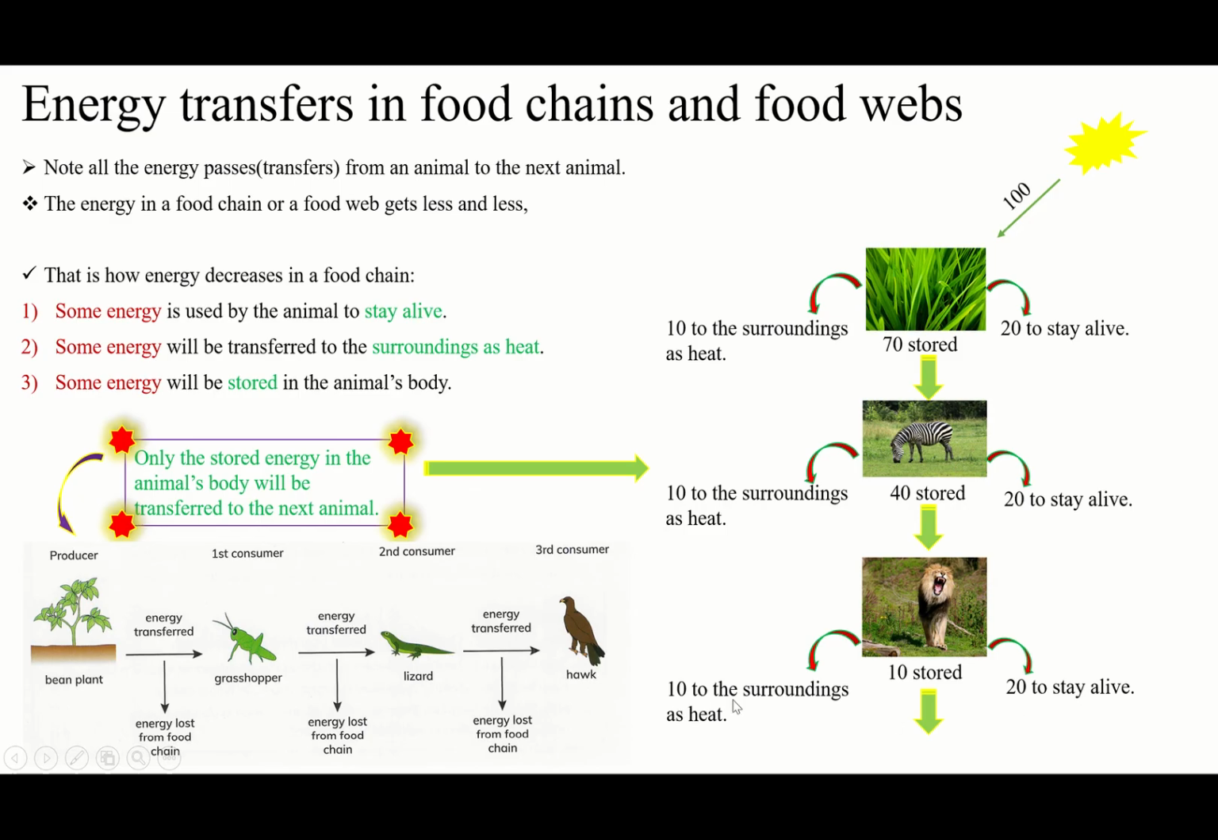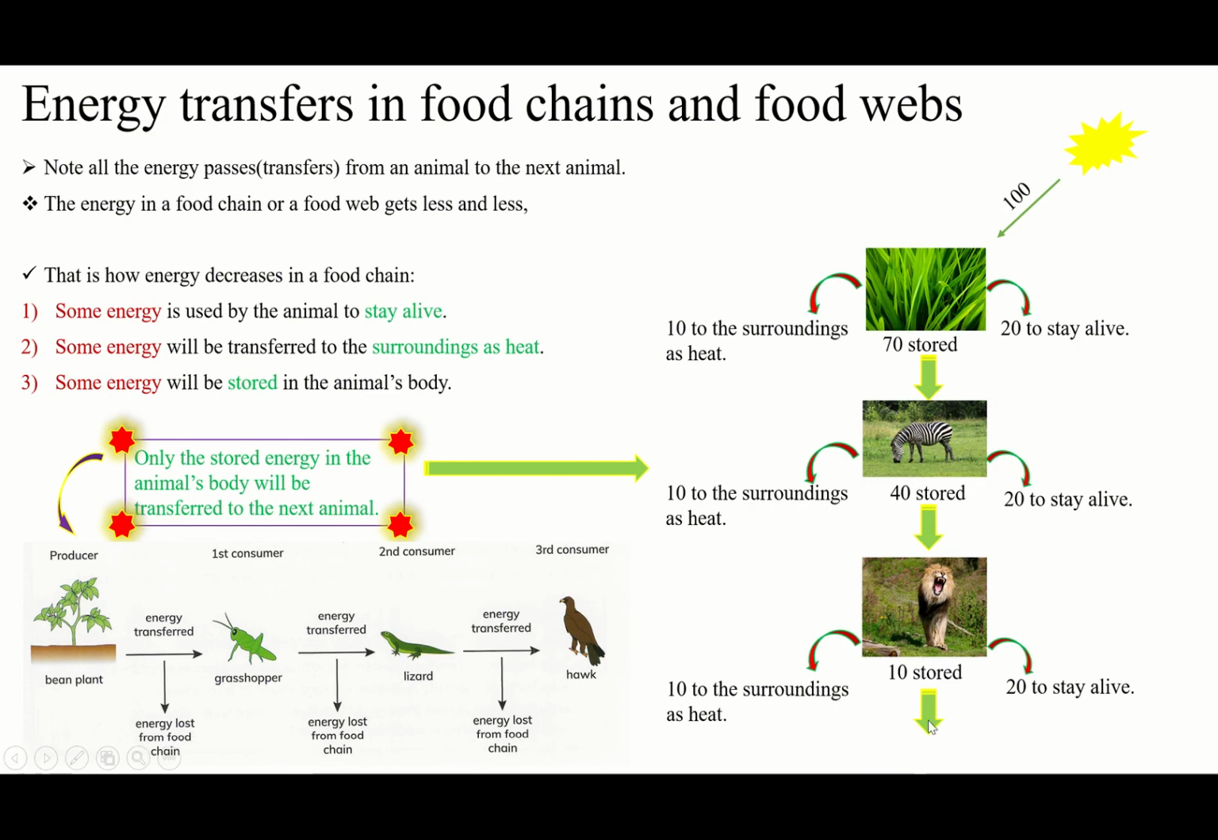It means 30 has used it. It got 40, 30 has used it. How much left? 10. 10 will be stored in the animal's body. The next animal will get 10 energy from the lion. It will use some to stay alive, some to the surroundings, some will store.